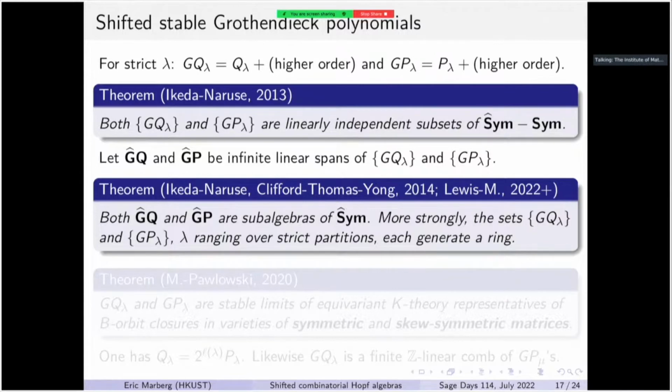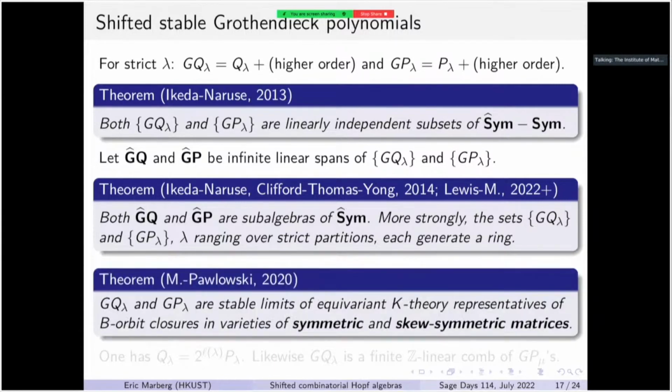And more strongly, Clifford, Thomas, and Young showed that if these GPs generate a ring, if you multiply them, then you get a finite linear combination, even though a priori you would only expect an infinite one. And so Joel Lewis and I recently also showed that the GQs also have this property. This was conjectured by Ikeda and Naruse, but it was an open problem to show that these guys generate a ring. And then there's a way of interpreting these functions as stable limits of K-theory representatives.